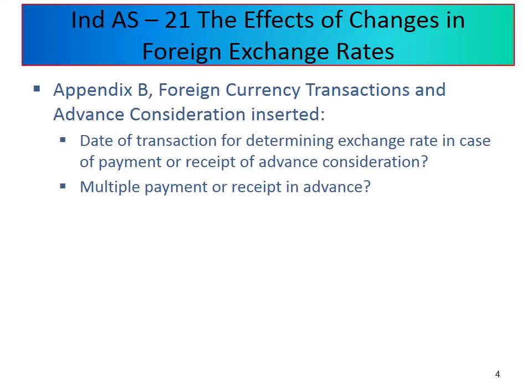The second change, and one of the very important changes, is Ind AS 21, the effects of changes in foreign exchange rates. There has been confusion regarding the transaction date to be selected for the purpose of any amount which is received or paid in advance. Let's take one example to understand.